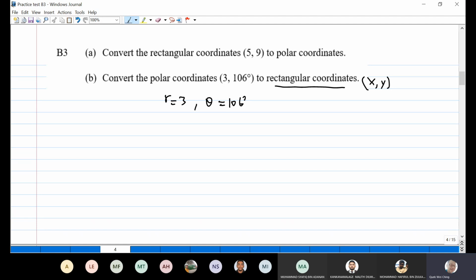So the first thing is to draw the point. Where is the point now? Drawing the point will help you figure out what x and y are, at least to do the calculation, you know.